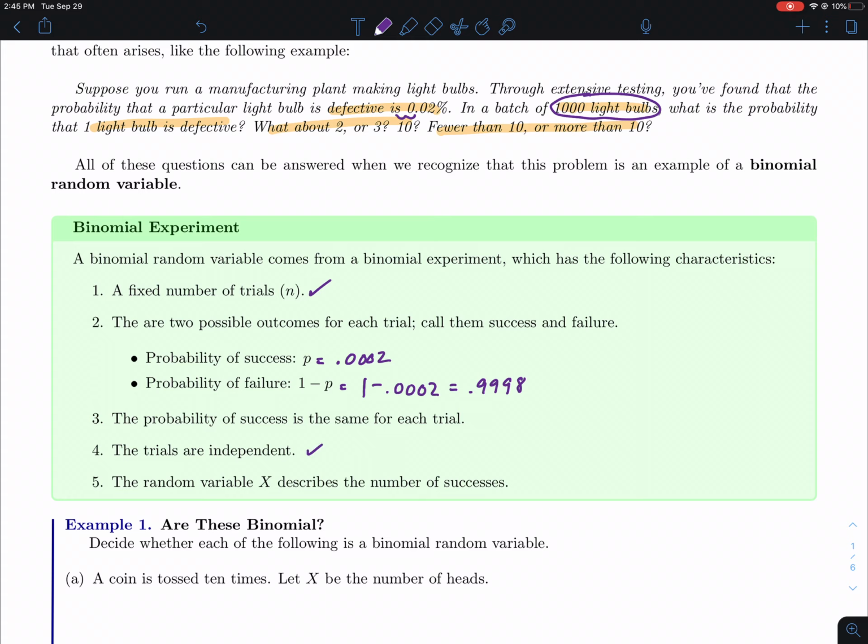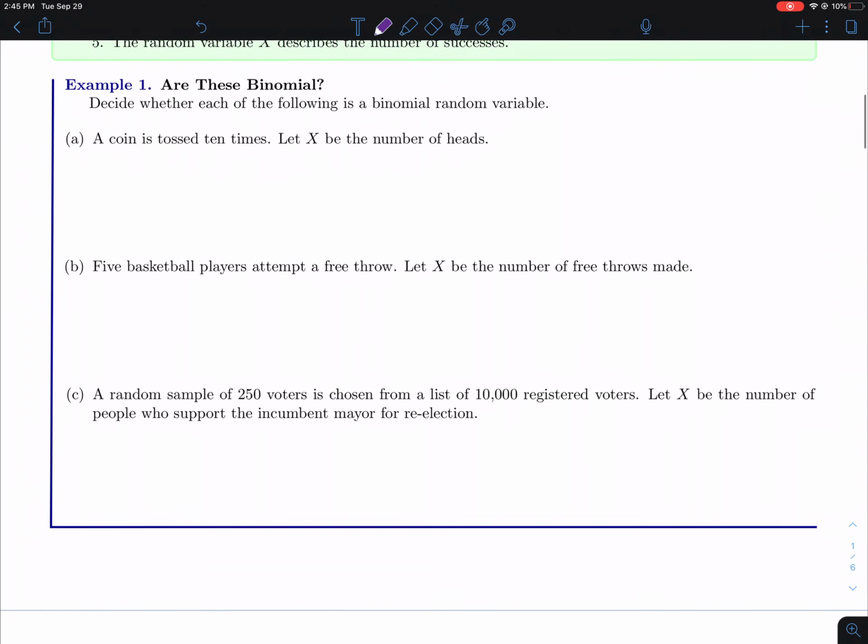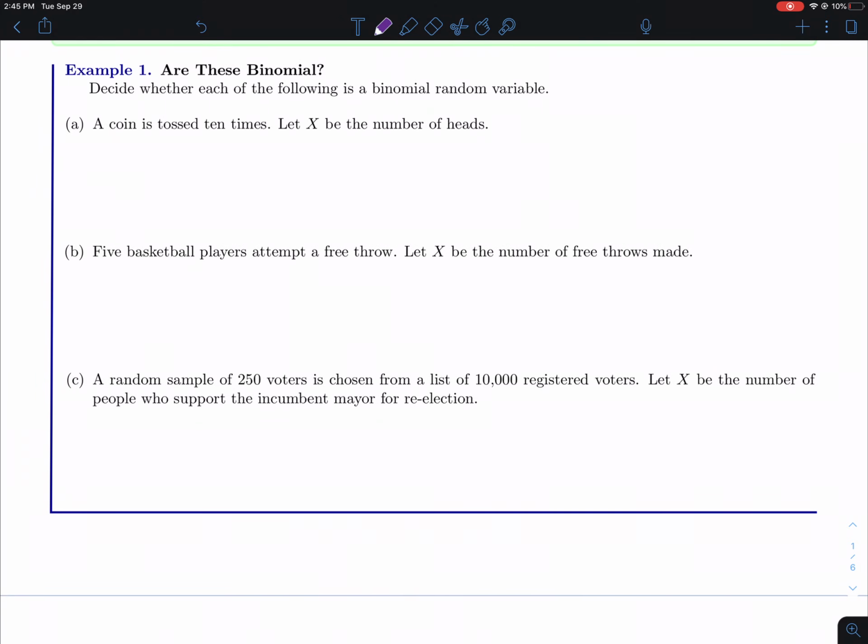So the trials are independent. Remember, that means that the first batch can't affect the second batch and things like that. So it's not like if we drew a card and then we threw that card away, the next time the deck had fewer cards in it. We need to make sure that it's like doing it with replacement over and over again. And the random variable x describes the number of successes. So again, the number of successes in our case is going to be whether the light bulb was defective or not.